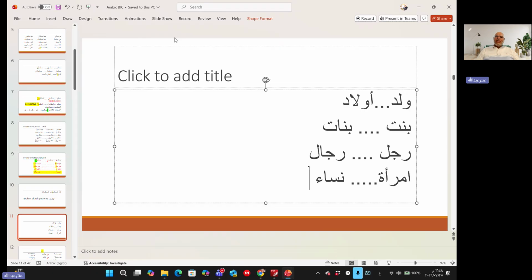And then you say, do you say rajulun? You say, no, we say rijal. So they tell you that it doesn't work. The AI will tell you, Google will tell you, the dictionary will tell you, or a native speaker will tell you that this is not correct. It has to be a broken plural. The second stage is to ask, okay, what type of broken plural is that?